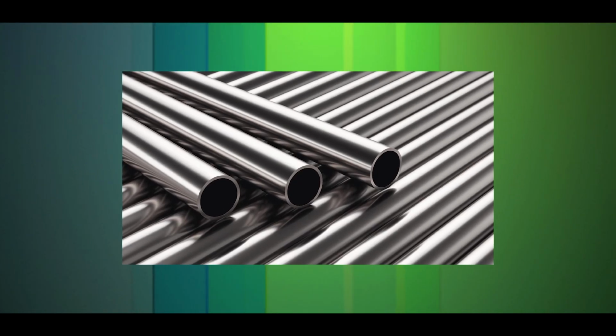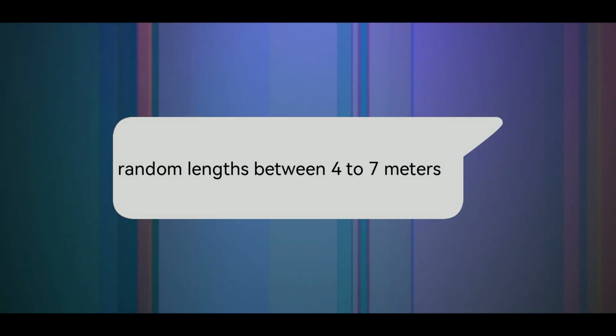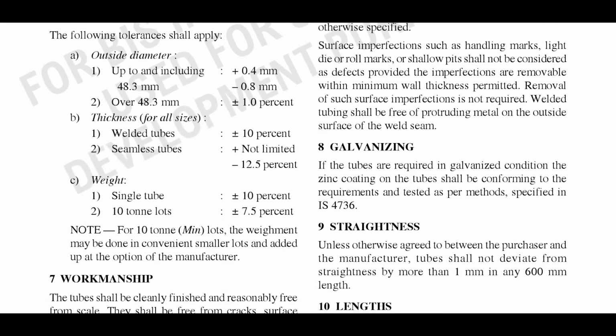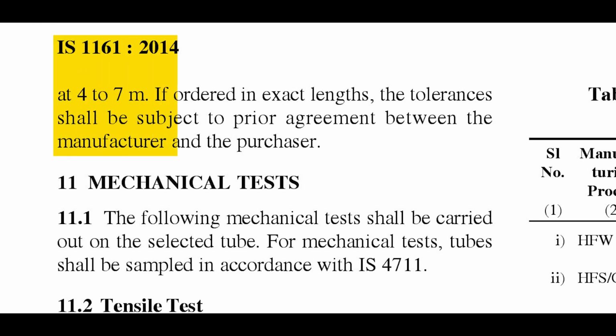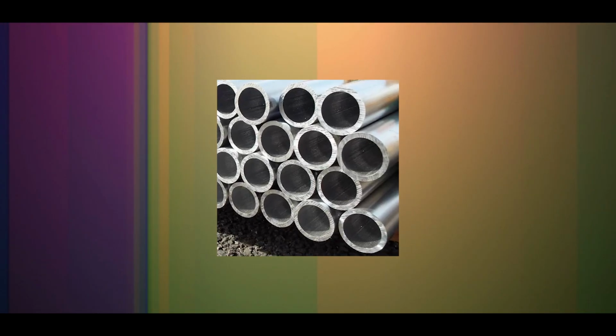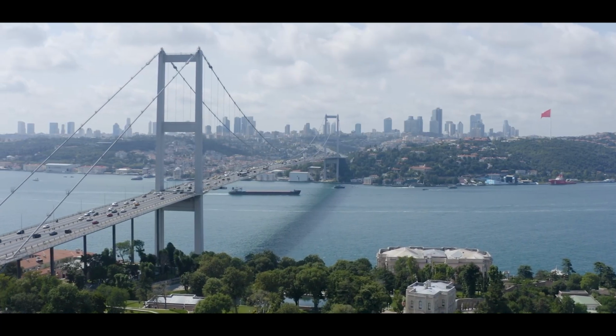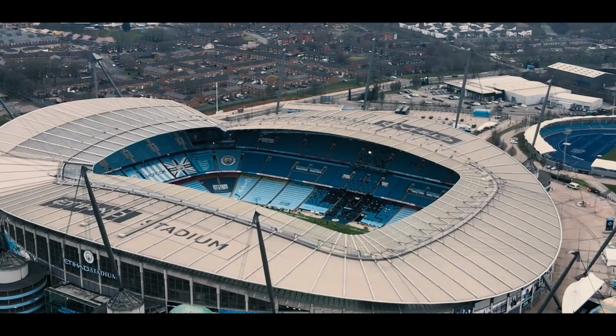Steel tubes are usually supplied in random lengths between 4 to 7 meters, which gives flexibility for different uses, but sometimes exact lengths are needed for specific projects. In such cases, the manufacturer and the purchaser must agree on the precise measurements and tolerances. This ensures that the tubes fit perfectly in structures like bridges, buildings, and even playgrounds, making them strong and reliable.